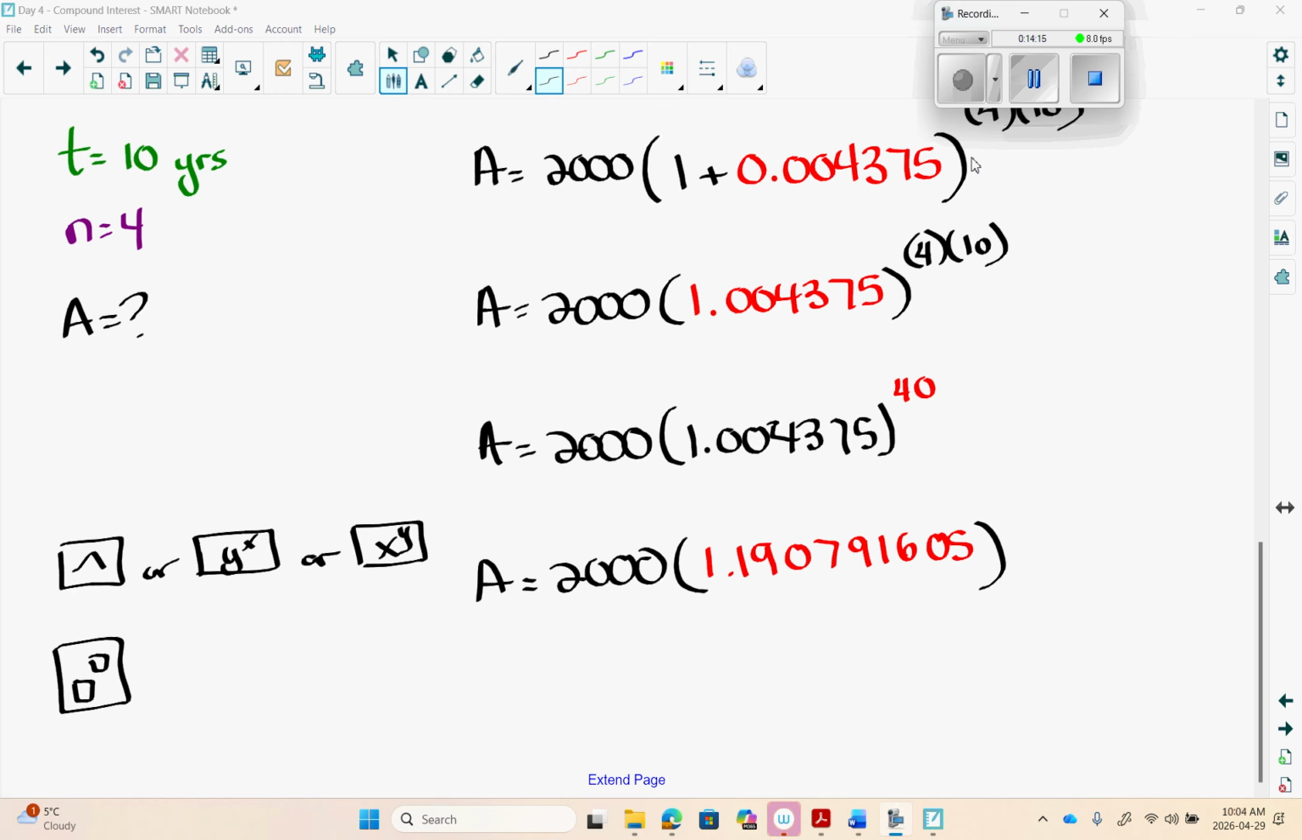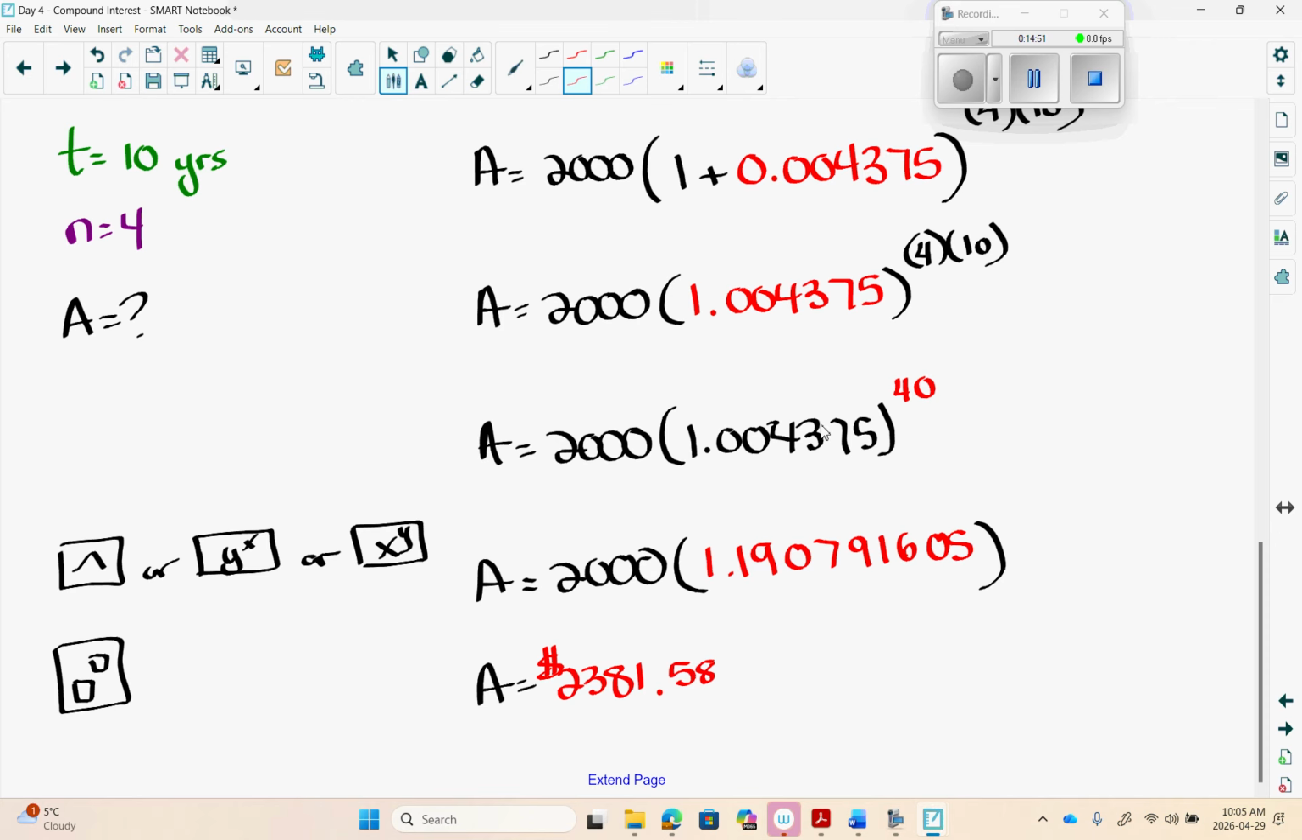That answer that's in my calculator. So we're picking back up. Everyone knows how their calculator works. I've got the 1.190791605 in my calculator already. Then I multiply by 2,000. And that gives me my final answer of $2,381.58. Okay, that is the final amount.